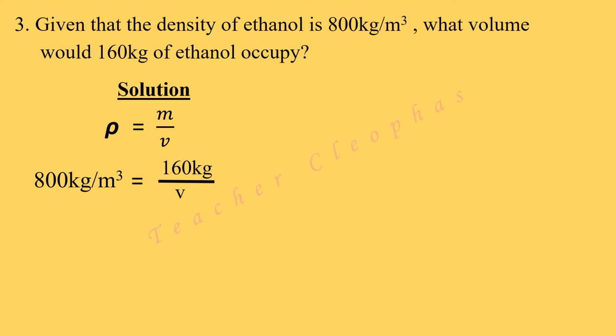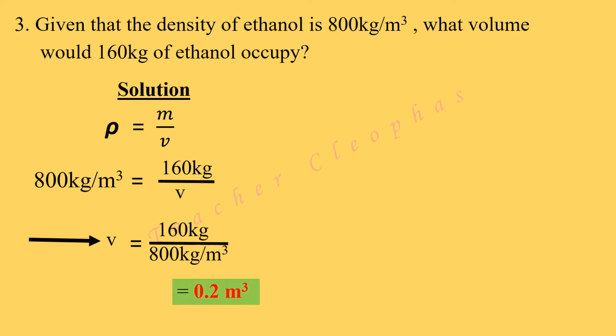Now we rearrange this equation, and eventually it implies that V equals 160 kilograms divided by 800 kilograms per cubic meter. This simplifies to 0.2 cubic meters.